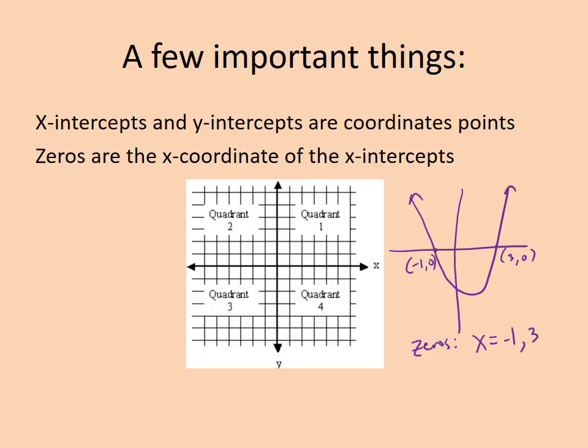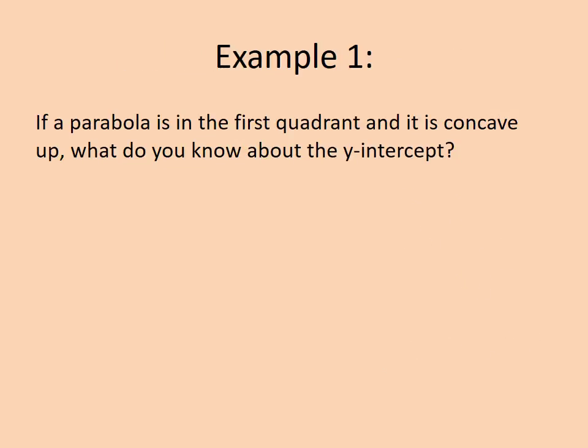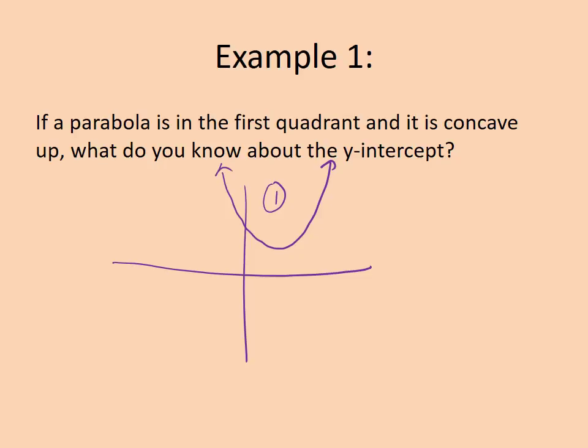The other thing you need to remember are the quadrants. The quadrants are numbered starting with the top right, and they go counterclockwise. So 1, 2, 3, 4. You will need this idea when you complete your homework. If a parabola is in the first quadrant, so here's our parabola, and it's concave up, which means it looks like this. What do you know about the y-intercept? Well, if it's concave up and in the first quadrant, we know that the y-intercept must be positive.